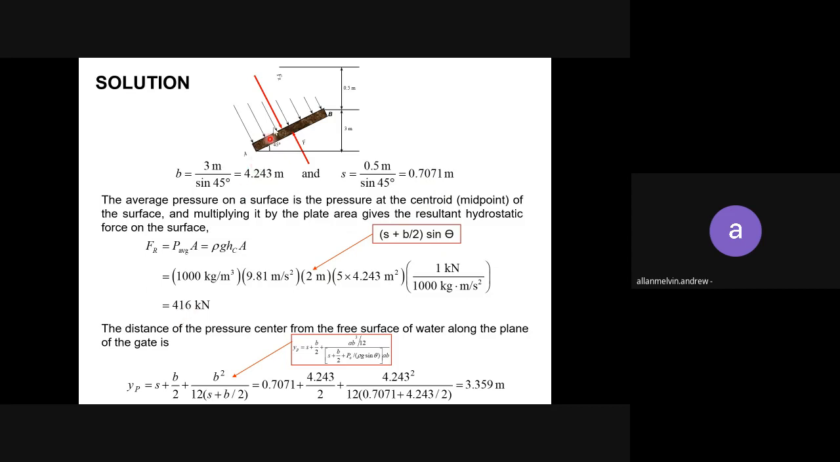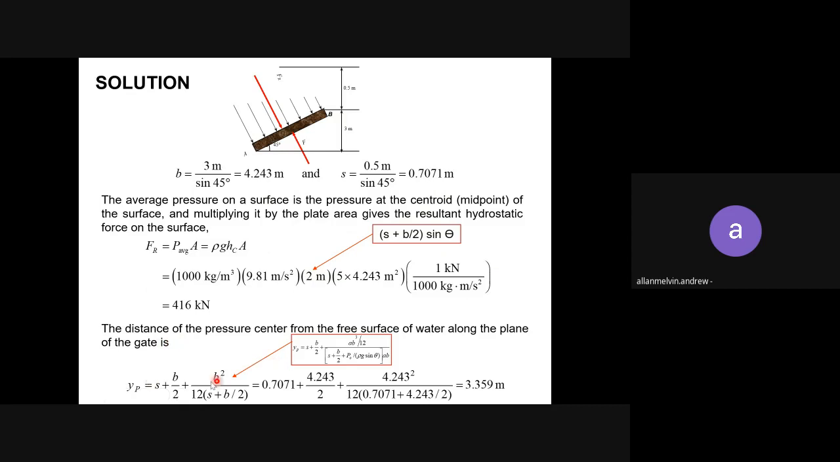So you have already found the value of the resultant force. Now you find Y_P: the distance from the free surface to the center of pressure, from this area to here. This point is the center of pressure, and that is your Y_P.